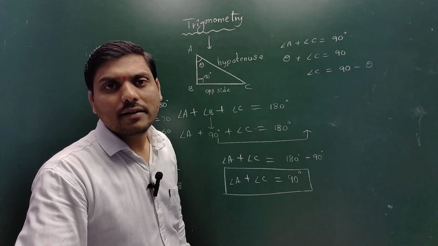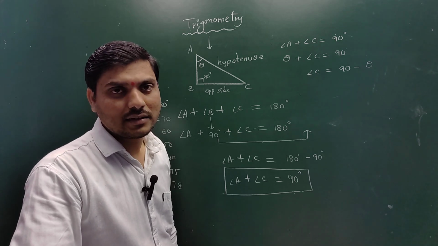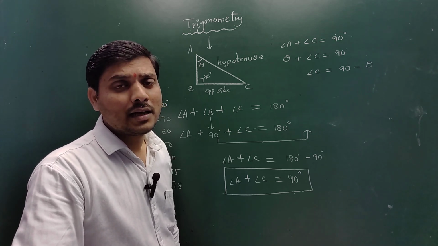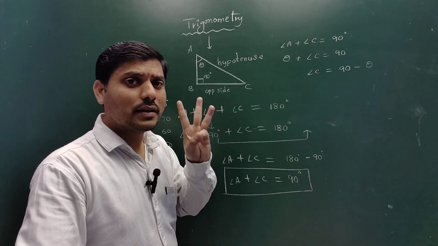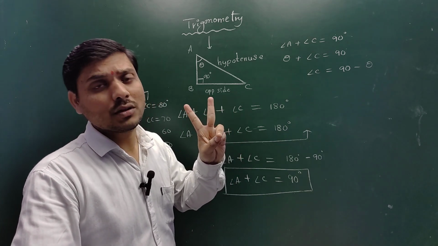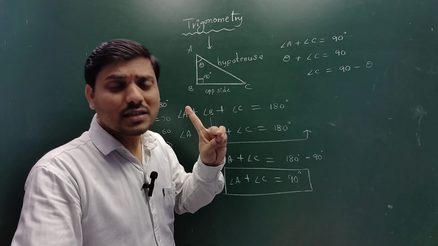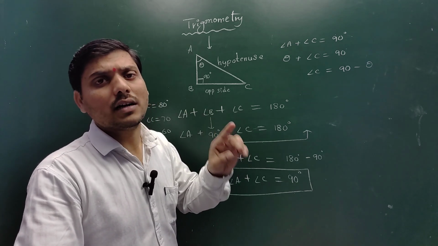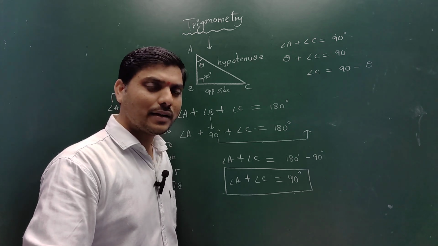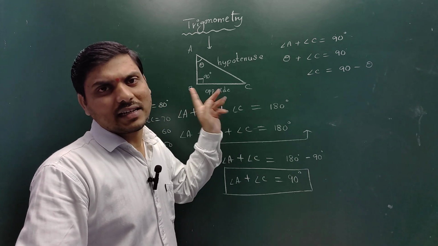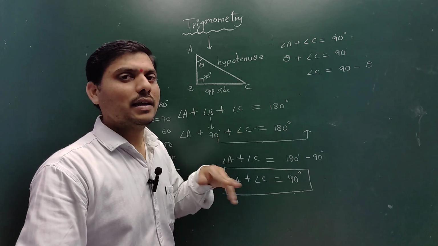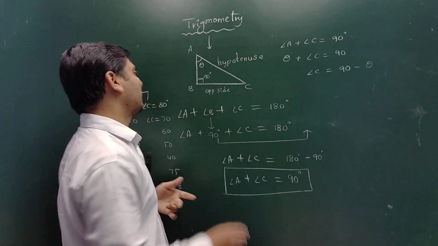The last side is the adjacent side. Which side is called the adjacent side? Listen students, of the three sides, two sides are clear. One is the hypotenuse, the second one is the opposite side, and the third one is the adjacent side. Already two sides are clear: one is the hypotenuse, another is the opposite side. The remaining side is named the adjacent side.